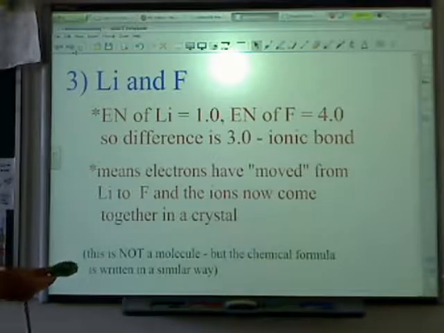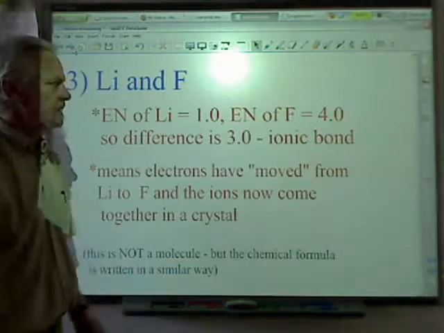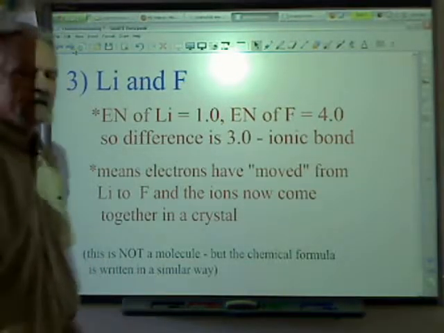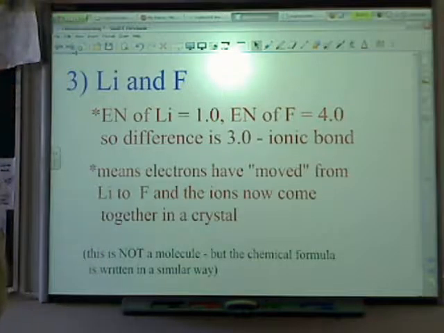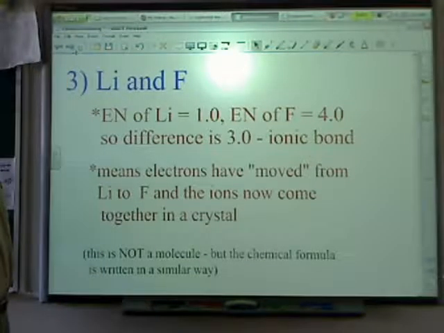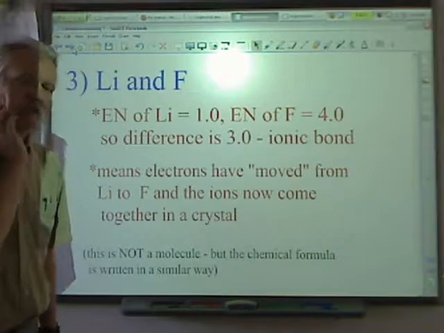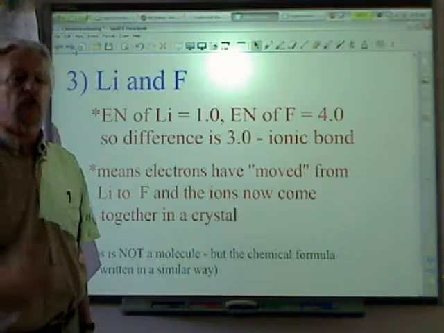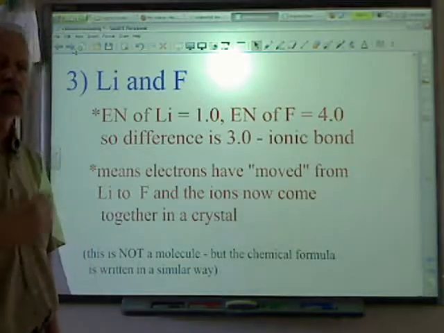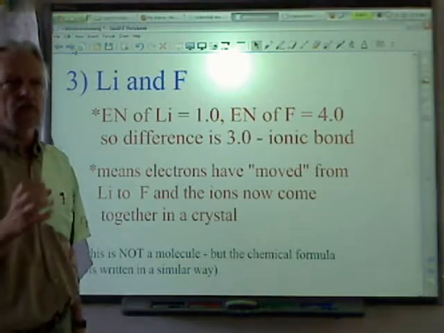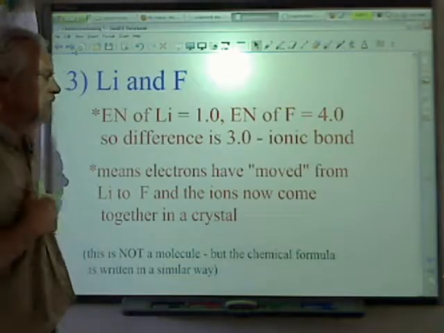Finally, we'll consider the difference between lithium and fluorine and talk about what's happening here. And you've already seen this as well when I did that introductory thing. The electronegativity of lithium is about 1. The electronegativity of fluorine is 4. Fluorine is the highest electronegativity, has the greatest ability to attract electrons to it in compounds. Makes sense. It sits there up in the upper right-hand corner of the periodic table.